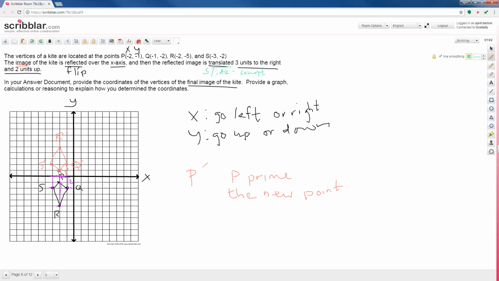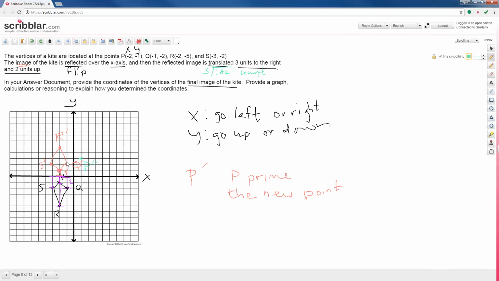But point P, we count 1, 2, 3 spaces to the right. That's what they told us to do. And 1, 2, up. So you have to do that in a continuous movement. Do 3 to the right, then 2 up, all at the same time. So when you have 2, they'll do P double prime, 2 apostrophes.